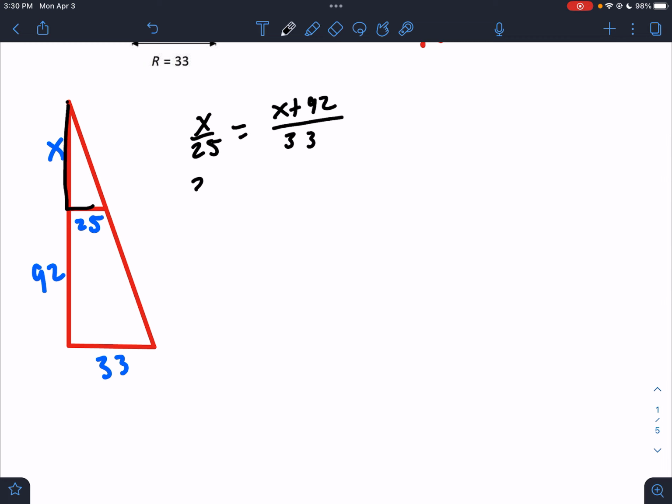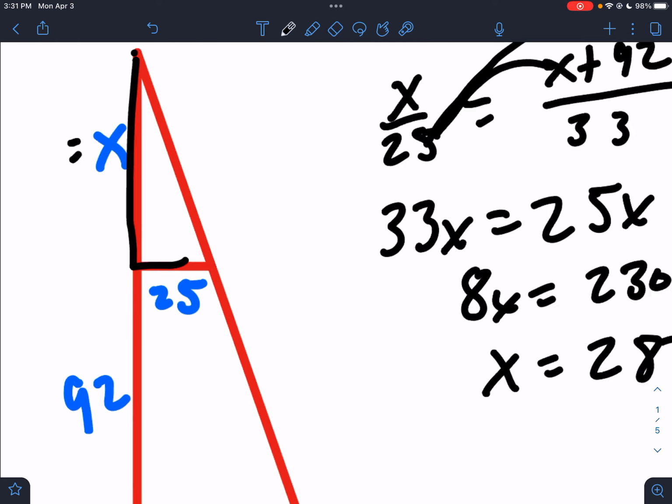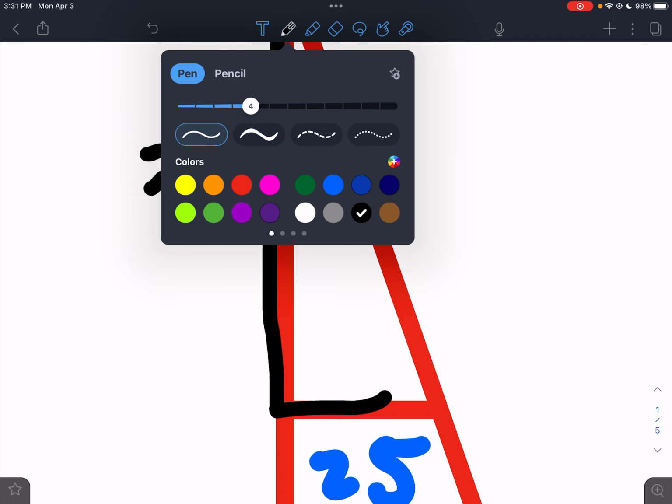Then we cross multiply. That's going to be 33x. When we distribute, we're going to get 25x plus 2300. So 8x equals 2300. So 2300 divided by 8, x equals 287.5. So this part way up here is 287.5.